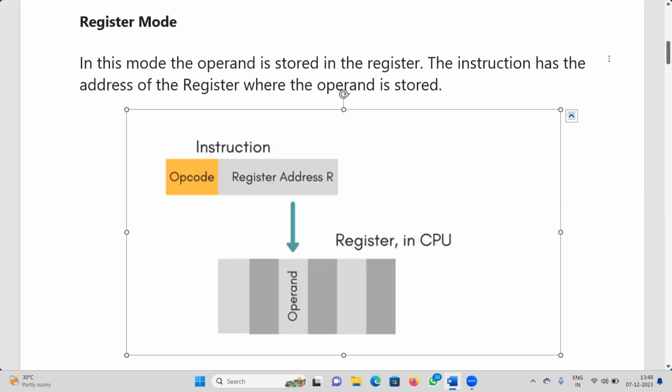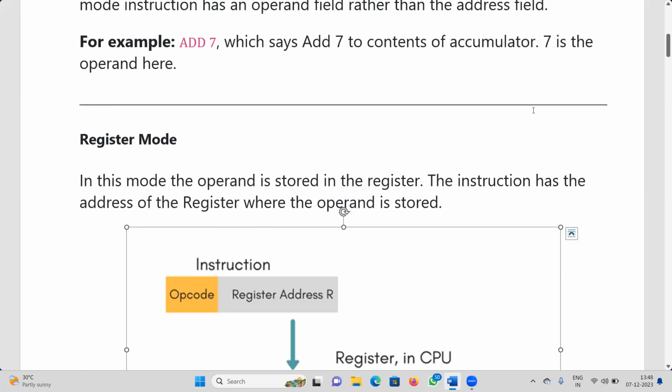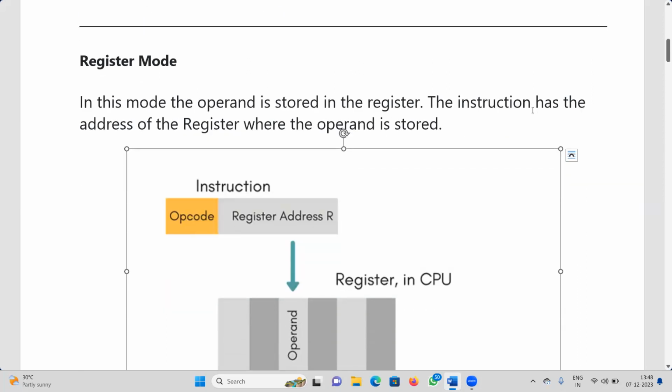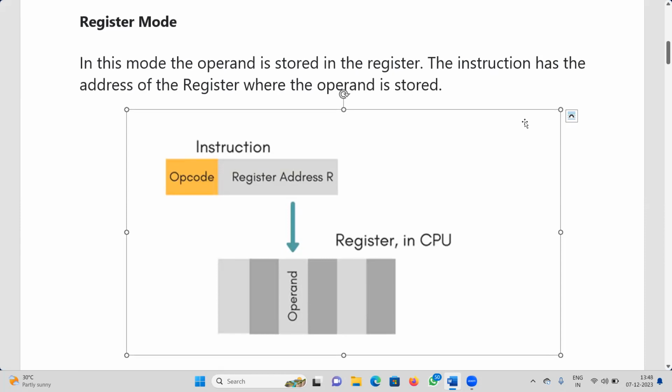The next one is called register mode. In this register mode, the instruction contains the address part of the operand. That is, the instruction itself contains the effective address, but the operand is stored in a CPU register. That is called register mode.